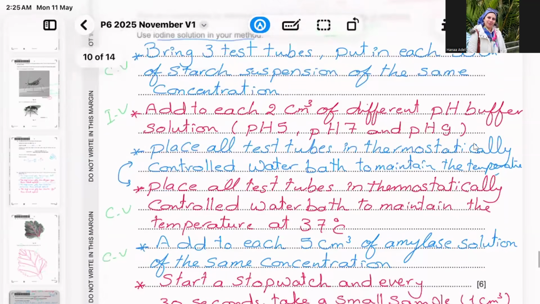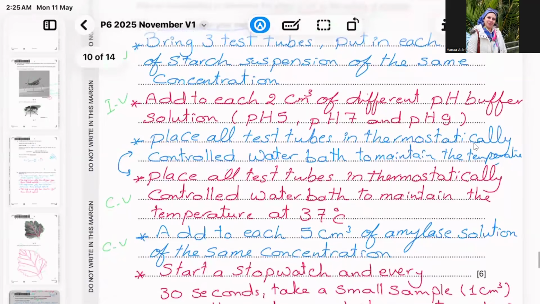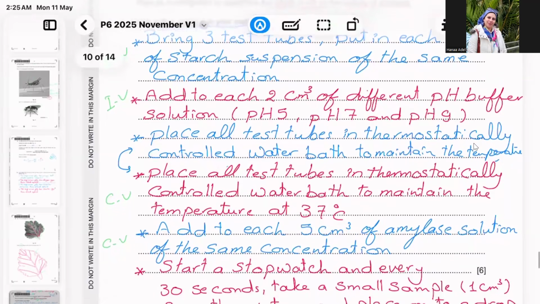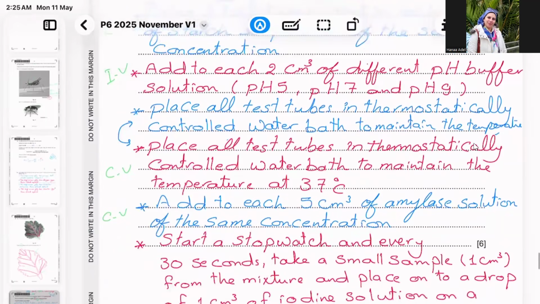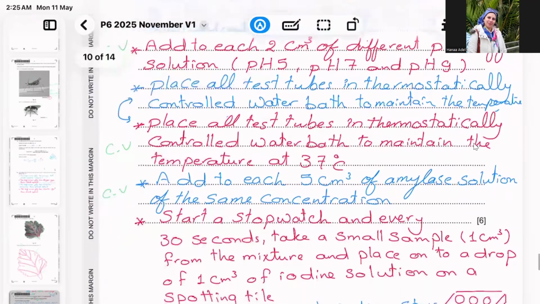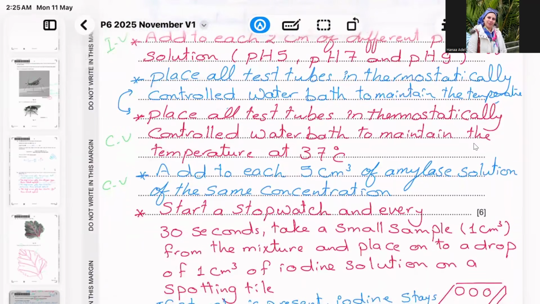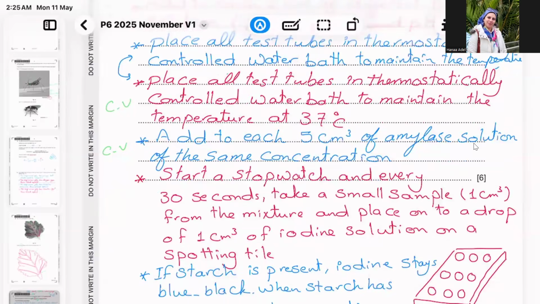After that, we have to start the stopwatch, and every 30 seconds, take a small sample, for example, 1 cubic centimeter from this mixture and place a drop of iodine solution using a spotting tile. So what is a spotting tile? A spotting tile looks like something that people use in drawing, okay, it has more spaces, and we can use the dropper, but calculating its volume.